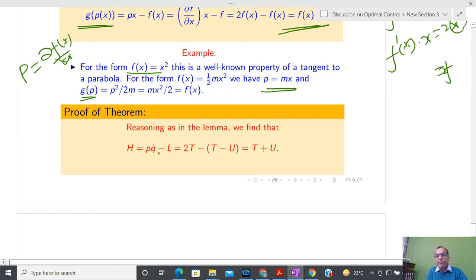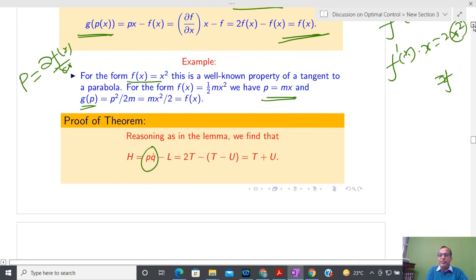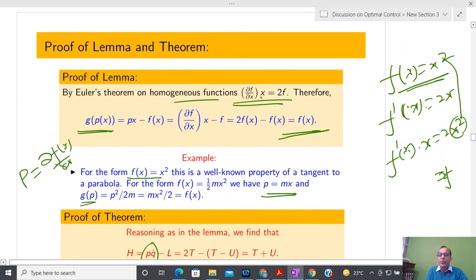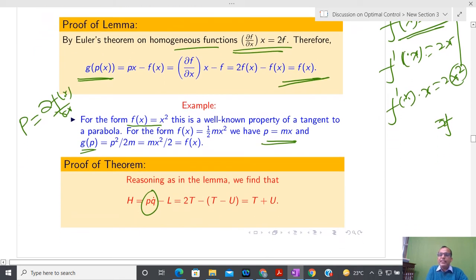Now if you see carefully the interpretation of p and q, p is dou f by dou x, and q is nothing but x, so basically this whole term is dou f by dou x into x. So the same function 2f comes into picture, and here f is nothing but the kinetic energy, and due to that reason 2 times kinetic energy comes into picture. Lagrangian we know for a mechanical system is kinetic energy minus potential energy, and due to that this becomes kinetic energy plus potential energy.